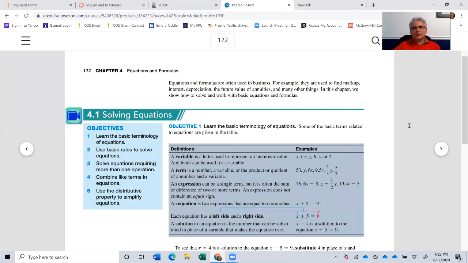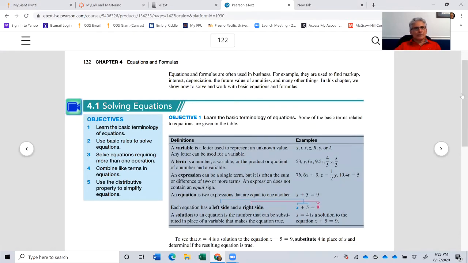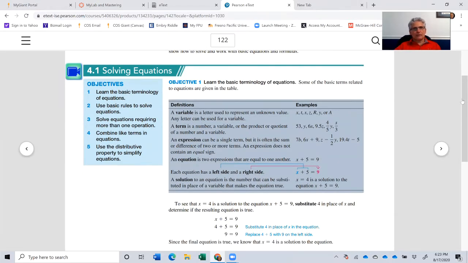Okay, a few definitions we need to review before we get too far into Chapter 4. When we use the word variable, a variable is a letter used to represent an unknown value. So, for example, we could use X, T, S, Z, R, Y, or A. Any letter, it doesn't really matter as long as you know when you see the letter that it's an unknown variable. I like to use the letter N to represent numbers.